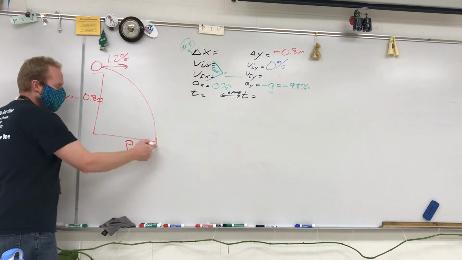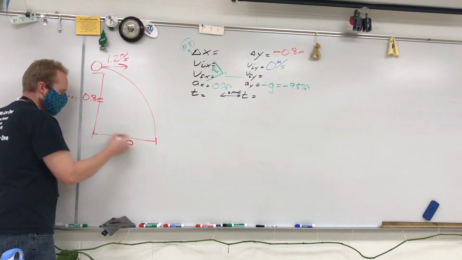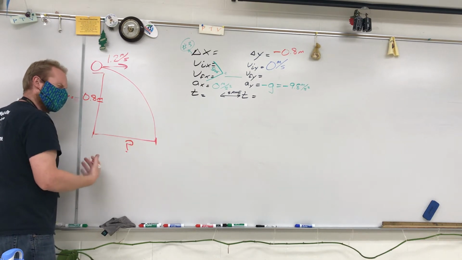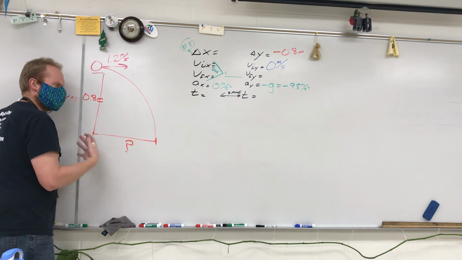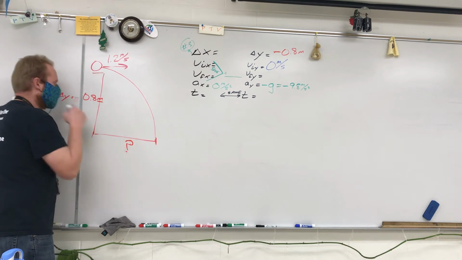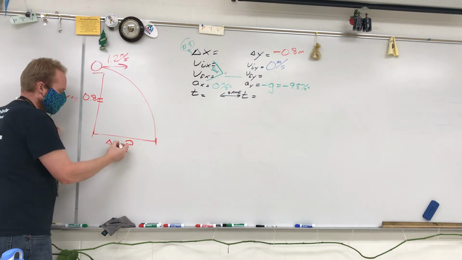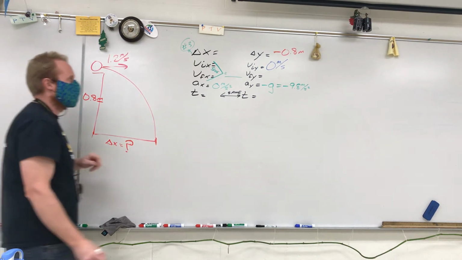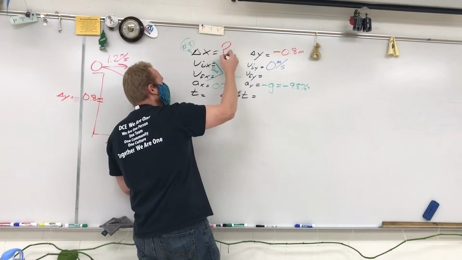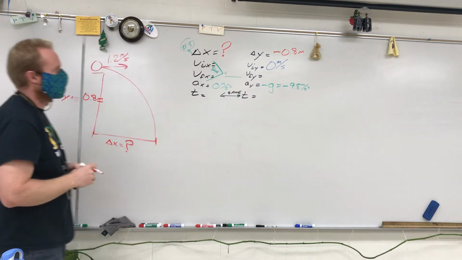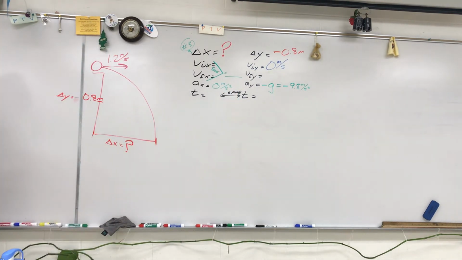How far from the edge of the table, so from here to here, well, that seems like how far. That also seems like something we measure in meters. So that's going to be a displacement, and we've already decided this is a delta y. So hopefully you can identify that's a delta x. There's my question mark. We're solving for delta x.